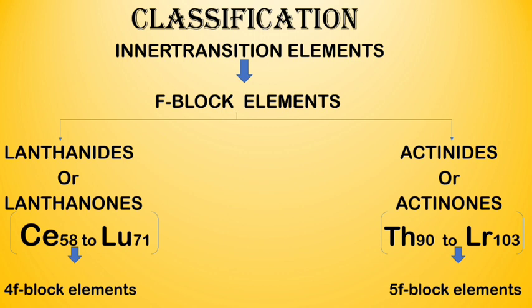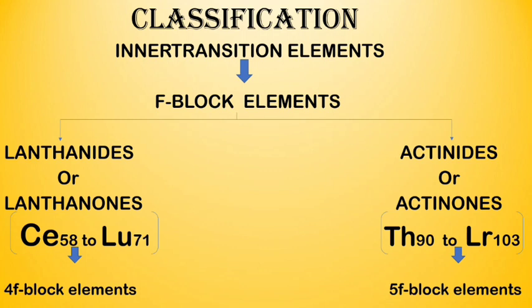Since the last electron enters into the 5f orbitals, the actinides are also called the 5f series. Since the f orbital can accommodate 14 electrons, each of the two series of inner transition elements consists of 14 elements. Alright. So next is the position of lanthanides in the periodic table.